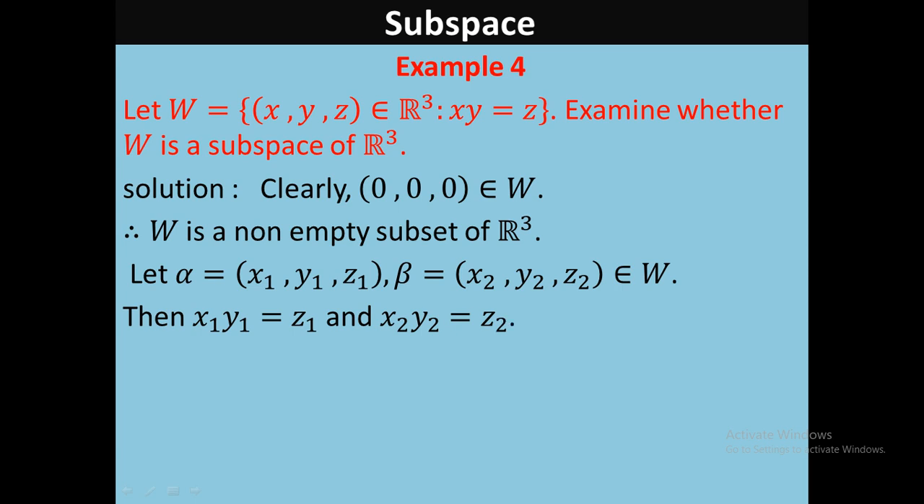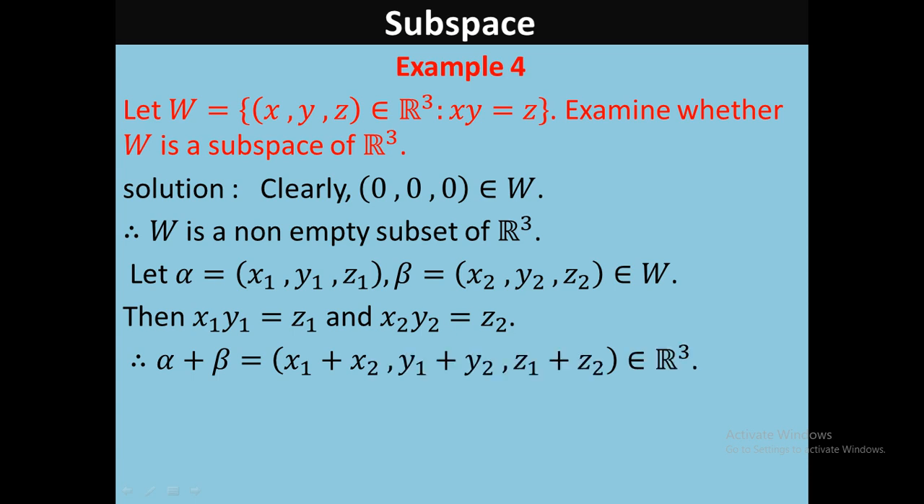Okay. Now you have to calculate alpha plus beta. Alpha plus beta equals x1 plus x2, y1 plus y2, z1 plus z2. Clearly it is in R3. Now alpha plus beta will be an element of W if the multiplication of the first two components, that is x1 plus x2 into y1 plus y2, is equal to z1 plus z2, then we can conclude that alpha plus beta is in W. For that purpose, I calculate x1 plus x2 into y1 plus y2.